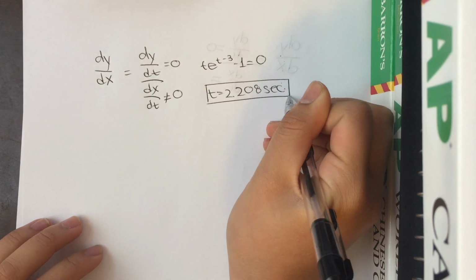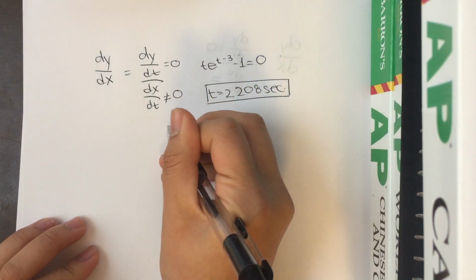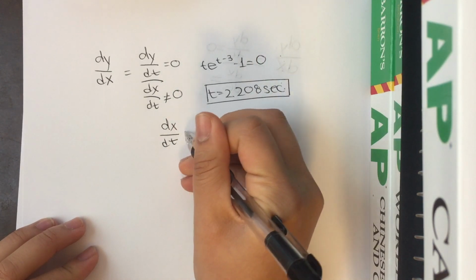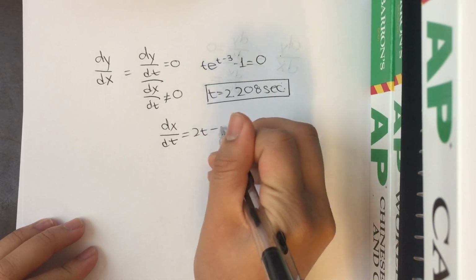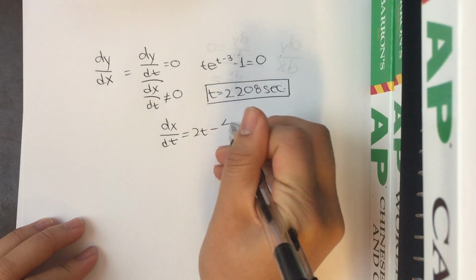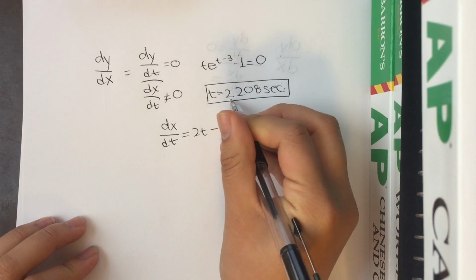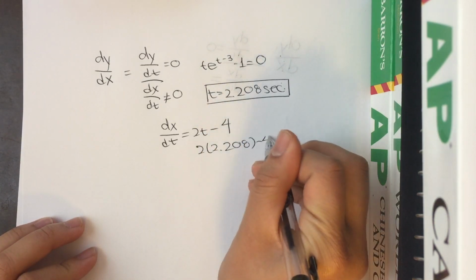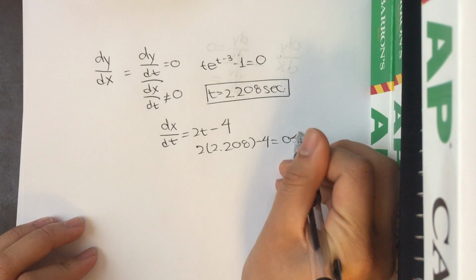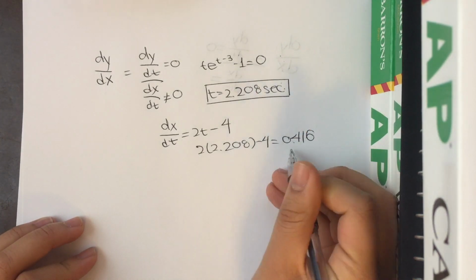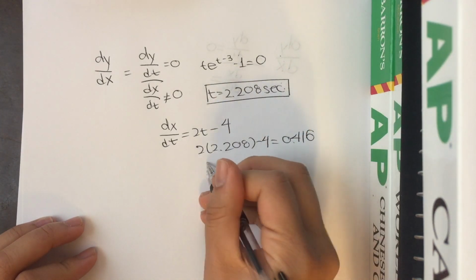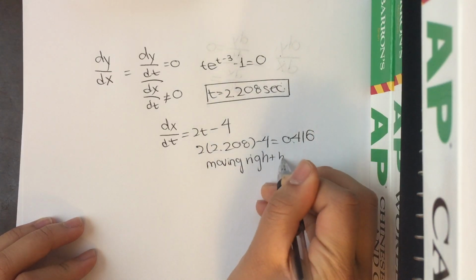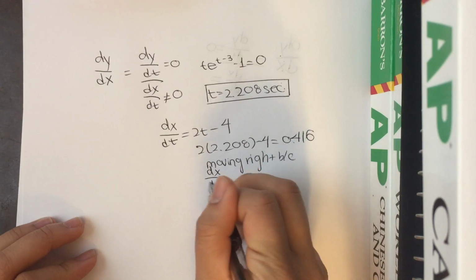Now I have to find if the direction of the motion is to the left or to the right, and to find that we have to see if dx over dt is less than or greater than 0. So dx over dt equals 2 times e to the power of 2t minus 4, and we substitute t with 2.208, so it's 2 times 2.208 minus 4. And that equals 0.416. And since 0.416 is greater than 0, we can write it's moving to the right, because dx over dt is greater than 0.